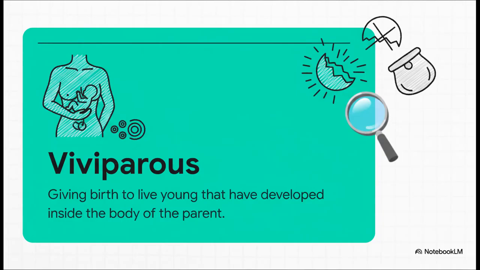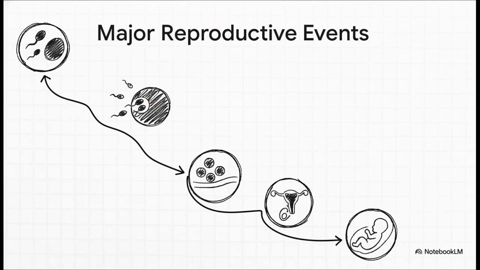First things first, a really important term for you to know, viviparous. All this means is that humans give birth to live young. See, unlike birds or reptiles that lay eggs, the entire development of a human baby happens inside the mother's body. And this is a huge deal because it provides this incredibly safe, stable, and nourishing environment for the baby to grow.